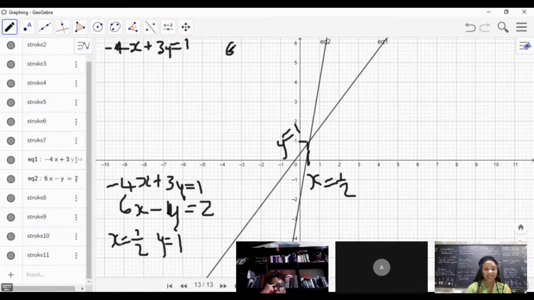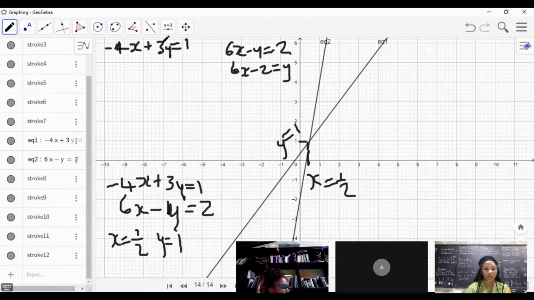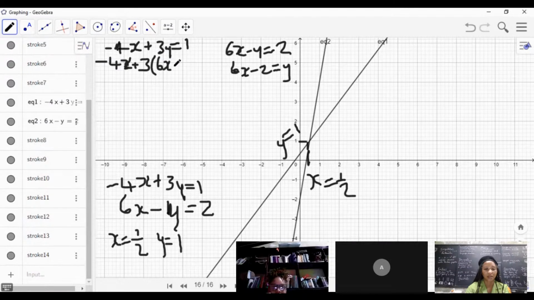So if 6x minus y gives 2, then 6x minus 2 gives y. So y is equal to 6x minus 2. We're going to plug that here. So we'll have minus 4x plus 3 times, plug in this value where y is. So we'll have the 6x minus 2 equals 1.